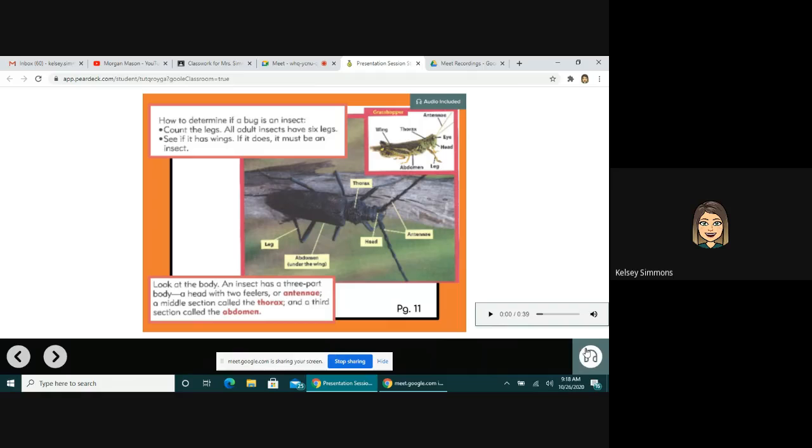Same thing. This one also has headphones. So if I click the headphones, I can then click on my play button.